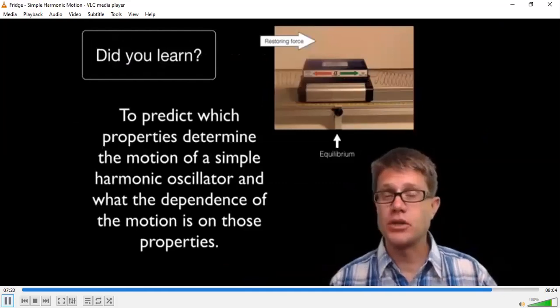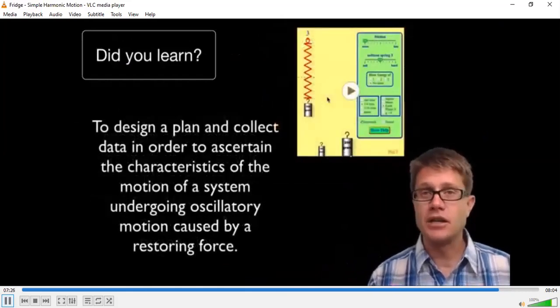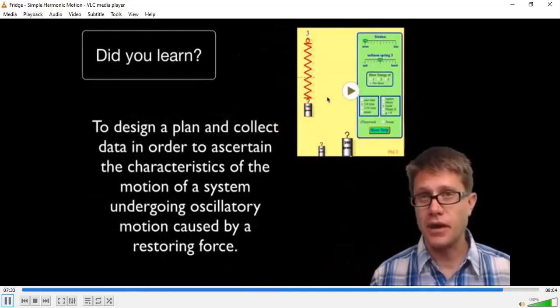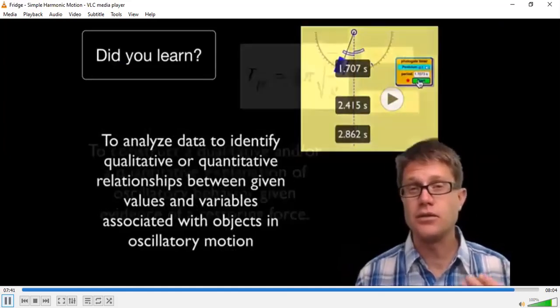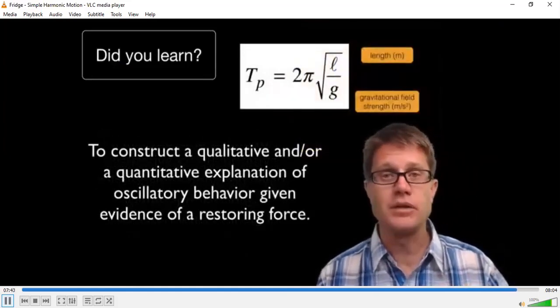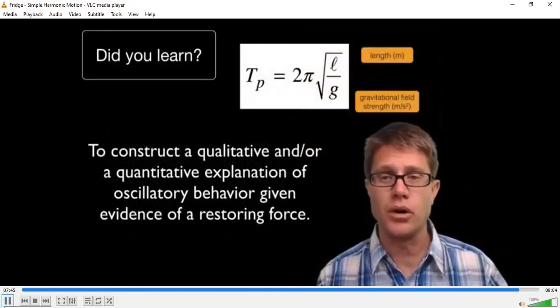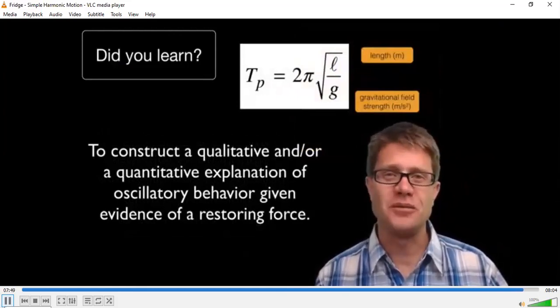Okay, did you learn to predict which properties affect harmonic motion? Again, it's a restoring force moving it back towards equilibrium. Could you design and plan and collect data to ascertain what characteristics are affecting the period? Again, in a spring, it's going to be the mass and the stiffness of the spring. If we're looking at a pendulum, it's going to be the length and the gravitational field strength. And finally, could you figure that out quantitatively? What happens as we increase length, for example, to our period, or gravitational field strength? Well, I hope so, and I hope that was helpful.